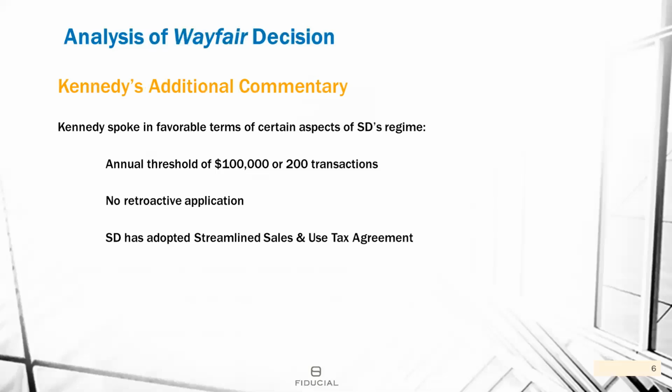Justice Kennedy has some positive things to say about the South Dakota regime. The first point that he made, he said, well, we like this regime because there's a threshold. And so the annual threshold of $100,000 or 200 transactions serves to exempt or kind of provide a carve out or a safe harbor for the very smallest businesses and small taxpayers so that they won't be impacted by this. He also said, we like that it's not retroactive.